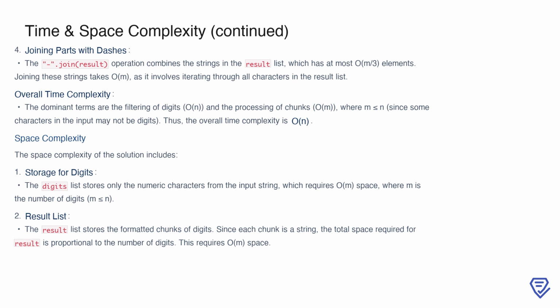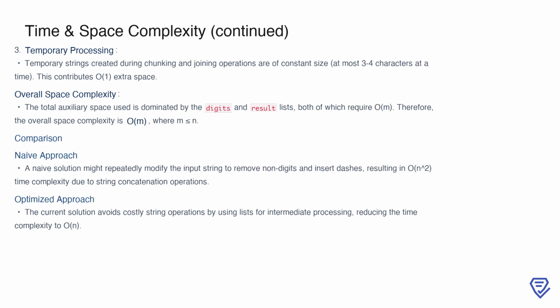Shifting our focus to space complexity, we start by considering the storage for the digits list. This list contains only the numeric characters from the input string, so its size is proportional to m. Additionally, the result list stores the formatted chunks of digits. Each chunk is a string, and the total space required to store these strings is also proportional to the number of digits, meaning it requires O(m) space.